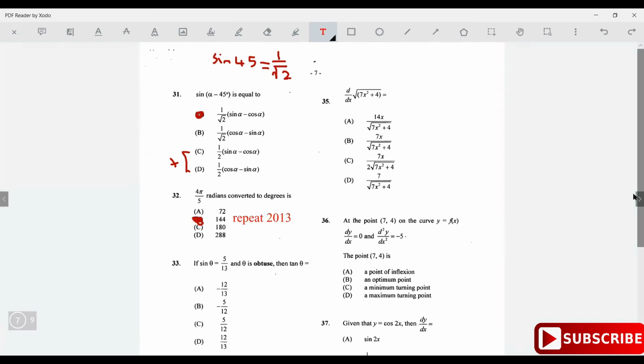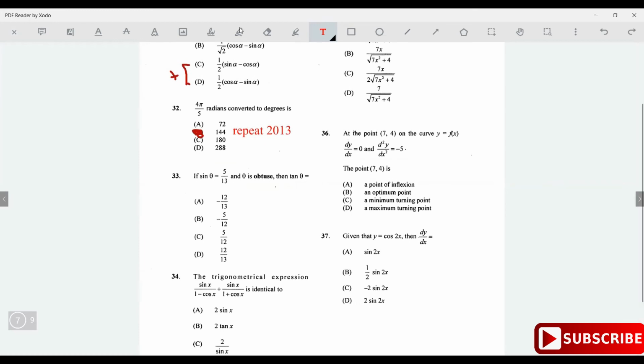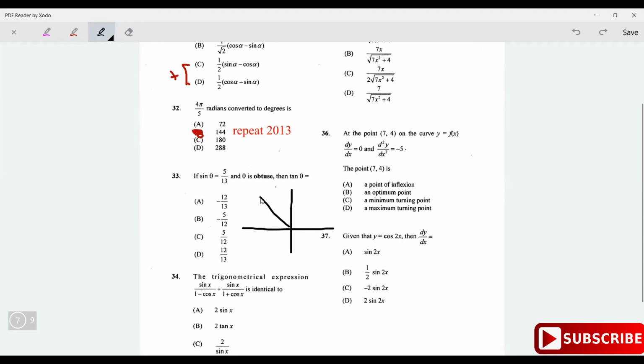All right. If sine theta is 5 over 13 and theta is obtuse, what is the tan of theta? It's always good when you draw a picture. So if the angle is obtuse, it's clearly in the second quadrant, and so draw a triangle in the second quadrant. This is theta. Sine theta is 5 over 13, hypotenuse is 13. So that means that this side is negative 12. And so the tan of theta is opposite 5 over adjacent negative 12. So it's 5 over negative 12. Option B. Easy.